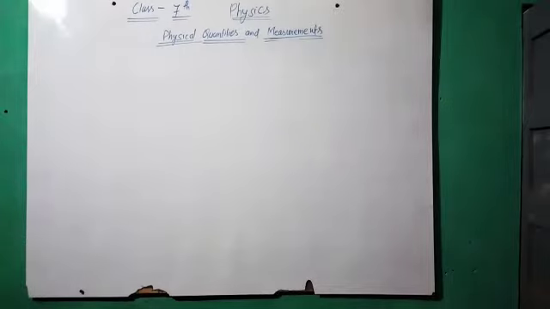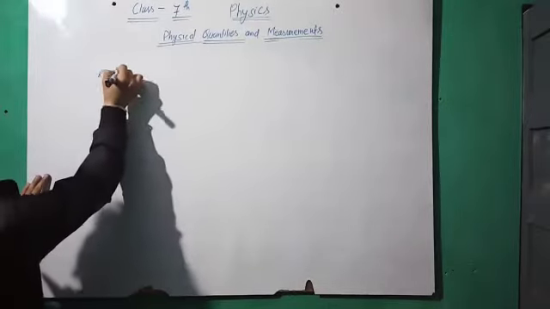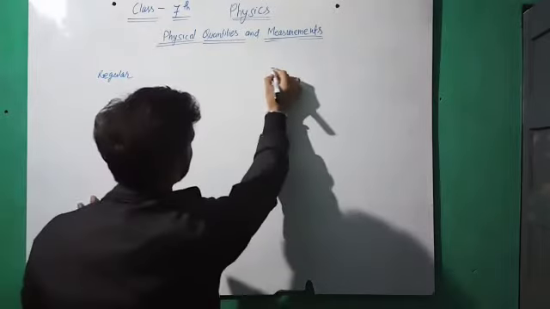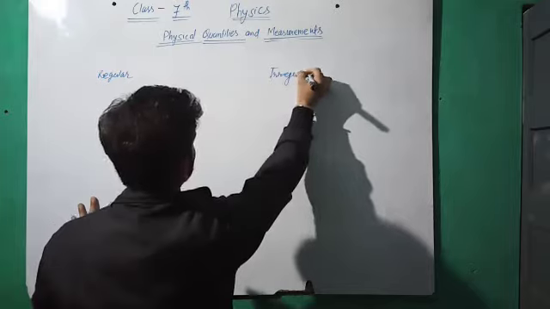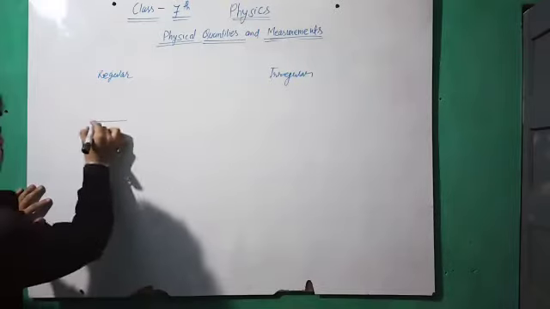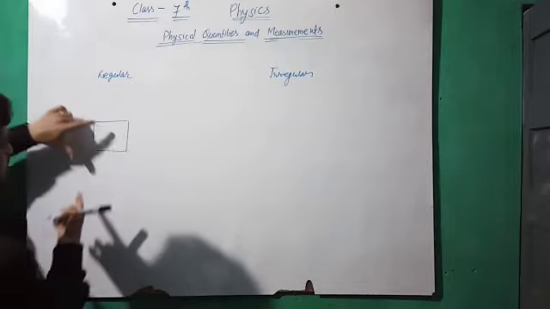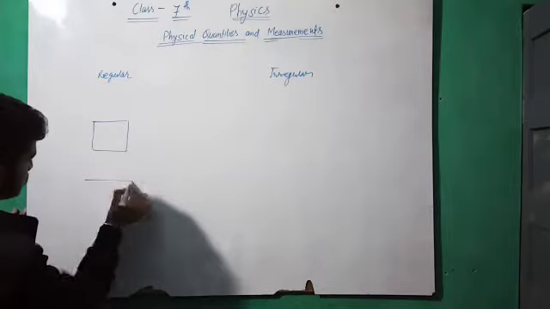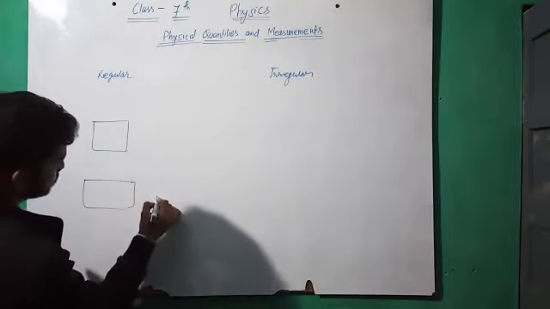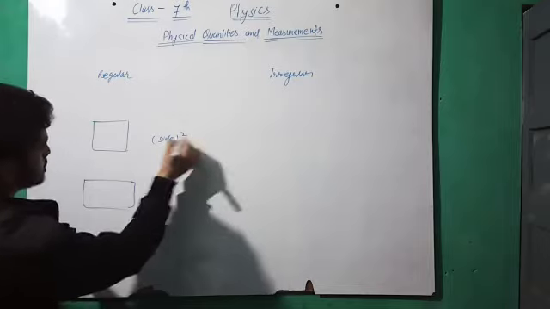Next topic is measurement of area. First, regular shape and irregular shape. Again, this is a very simple topic. Regular shape means if you have a square, then by using a formula we can easily calculate the area of this square. That is side square. Again, if you have a rectangle, then length into breadth.